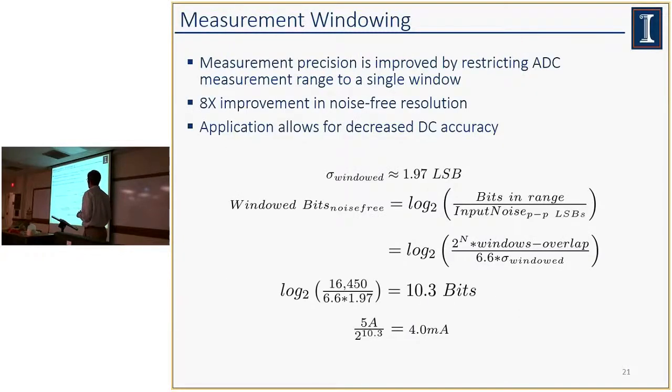So if we apply the same analysis, we get about an 8x improvement in our noise-free resolution, and we come out with an effective number of bits of 10.3, and this is a 10-bit ADC. So this is basically just what you'd expect when you purchase the ADC. So what we effectively did was we took out the consequences of that noise. And again, this is because we're less interested in the DC component of our measurement, and we want to obtain a high precision measurement of the AC ripple.